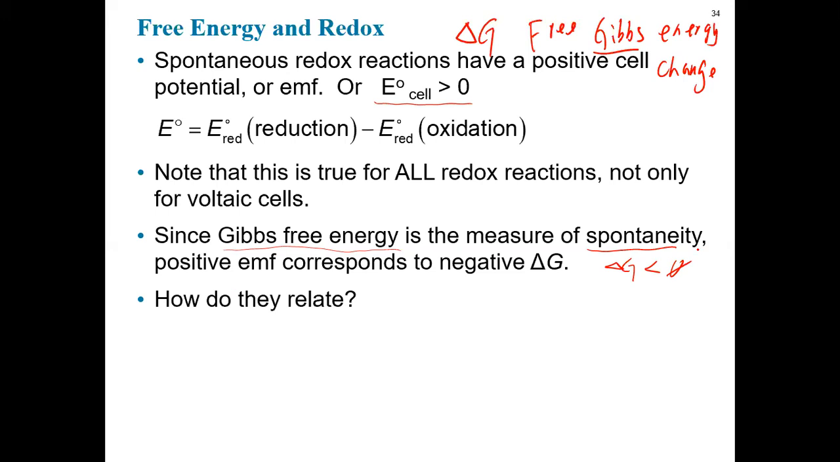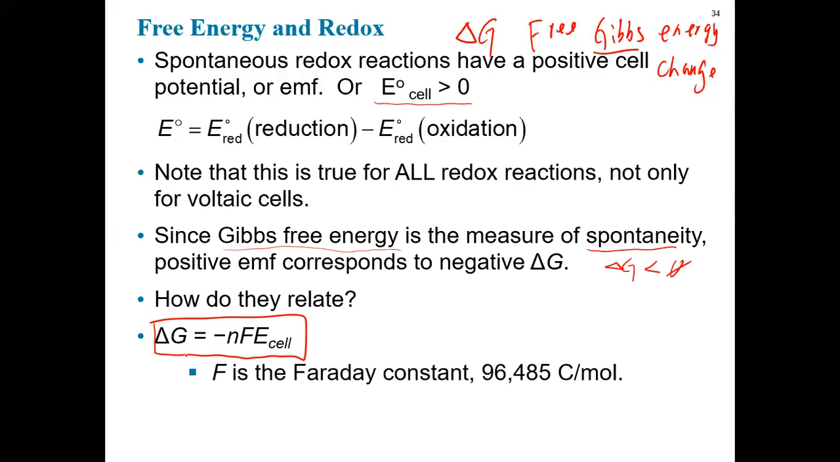And how do they relate? The equation relating delta G and E cell is this equation. This is the relationship between the Gibbs free energy change and the cell potential. So what are the variables in this equation? We have 4 variables. We know delta G is the Gibbs free energy change, E cell is the cell potential.